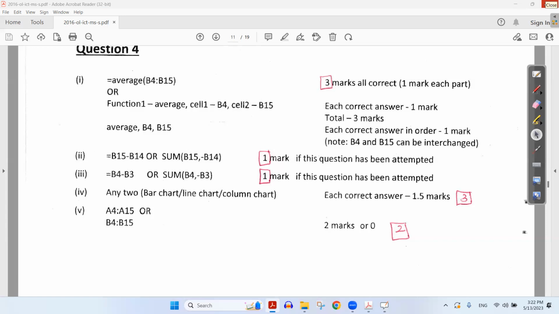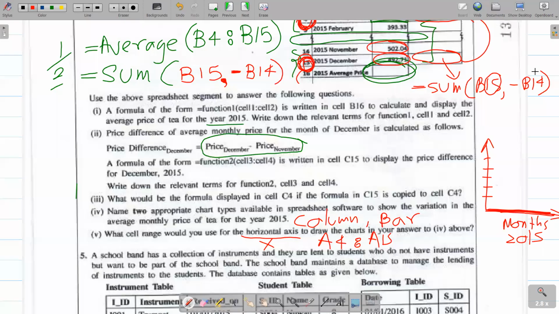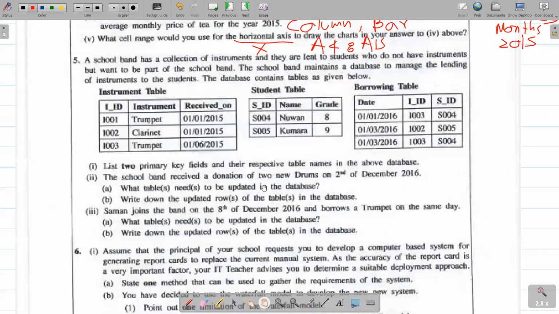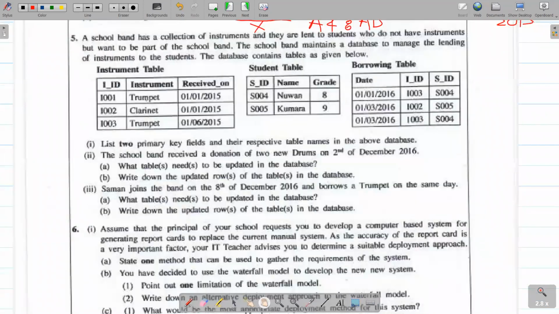Okay, moving to the next question. The database one. Okay, Sasrika, that's a good mark.